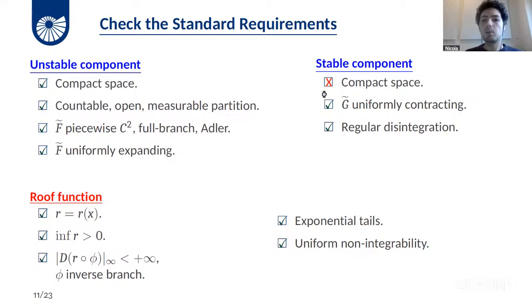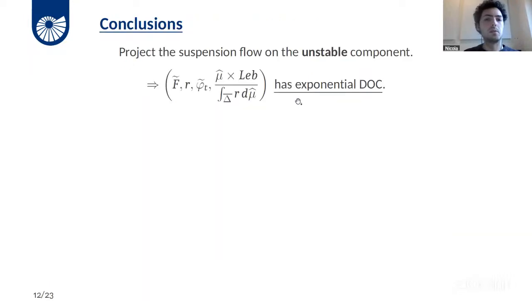As for the second component, the only missing piece is that we don't have compactness. Luckily, we can still overcome this obstacle. How? Well, first we proceed as in the standard case. So we project the flow onto the unstable component, for which we know that we have all the right checkmarks. So this projected flow satisfies all the hypotheses that imply exponential decay of correlations.